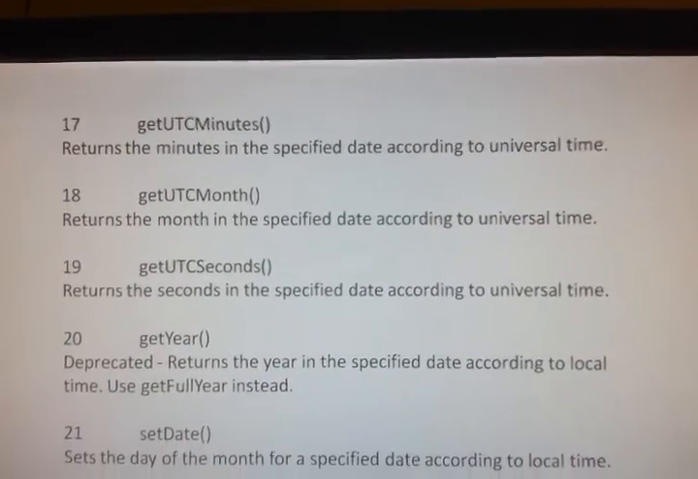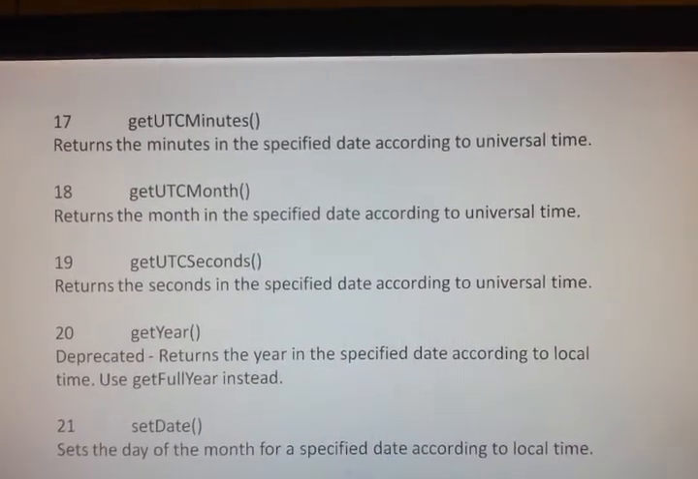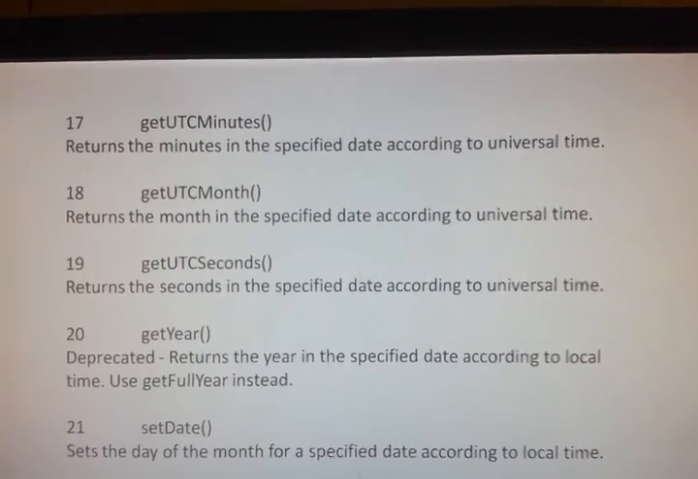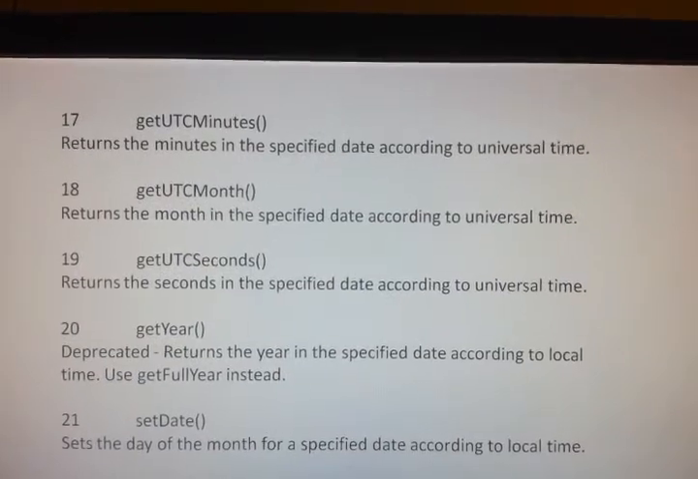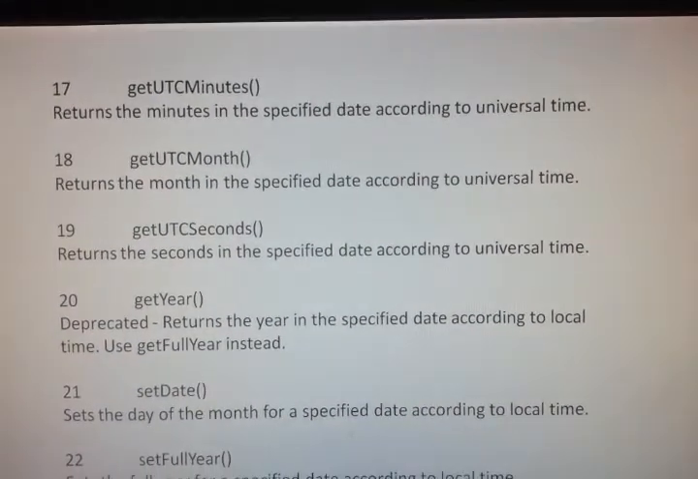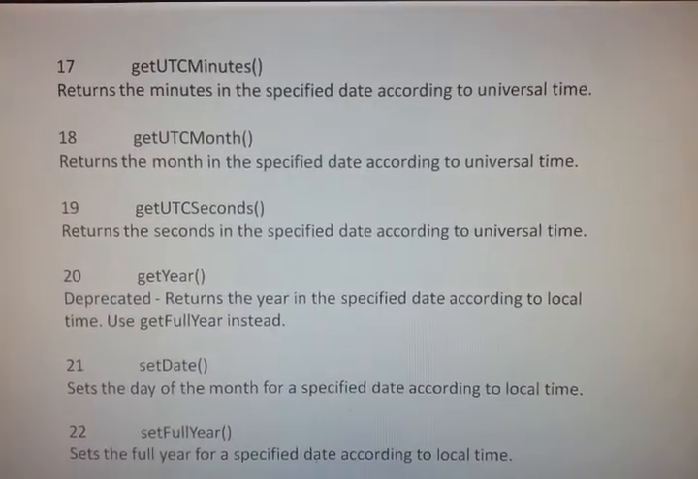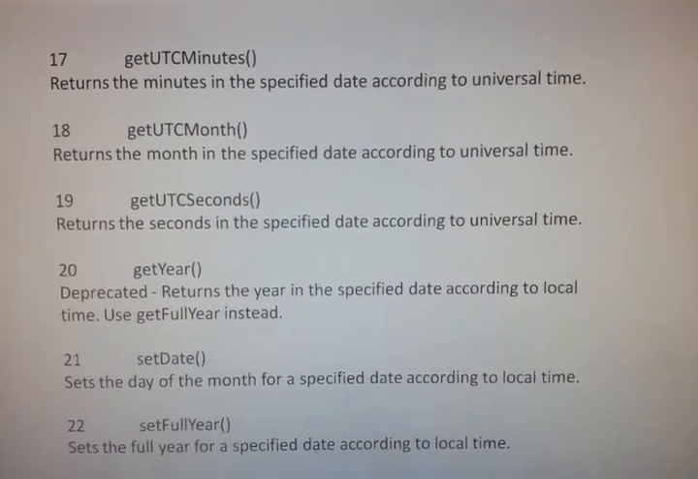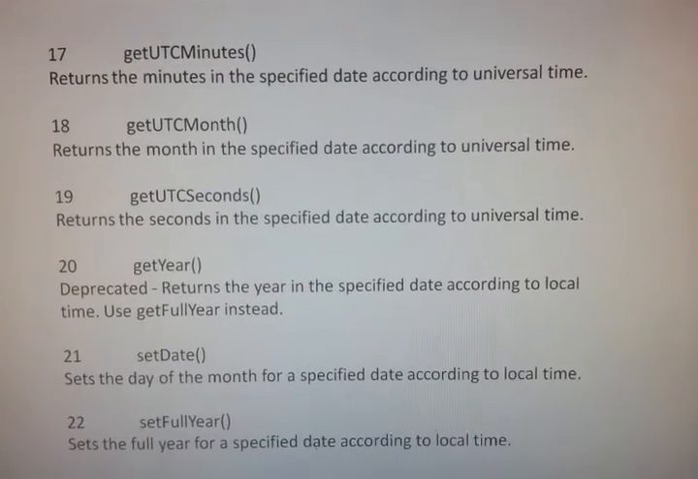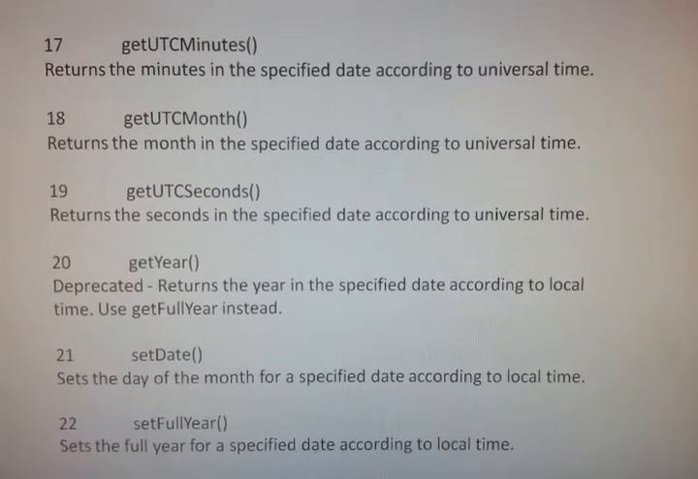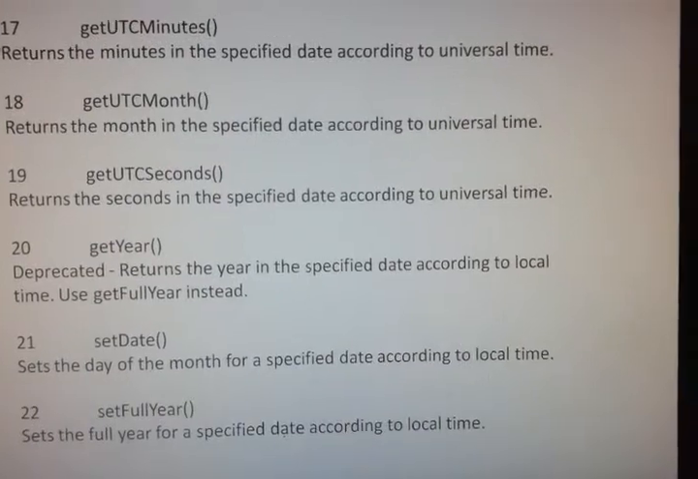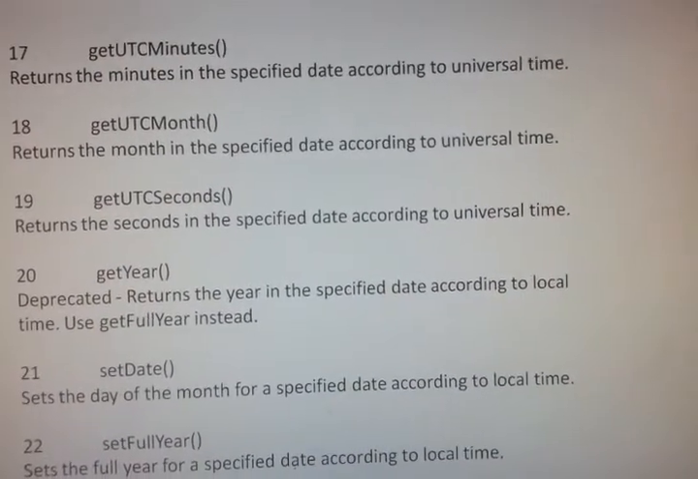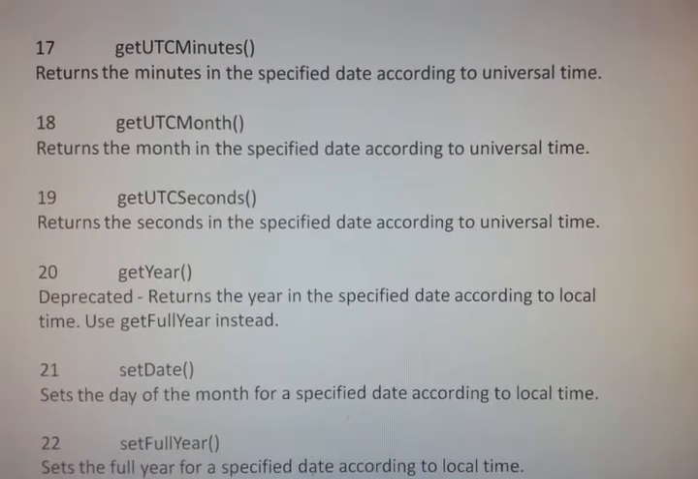getUTCMinutes. It returns the minutes in the specified date according to universal time. Then getUTCMonth. It returns the month in the specified date according to universal time. getUTCSeconds method returns the seconds in the specified date according to universal time.